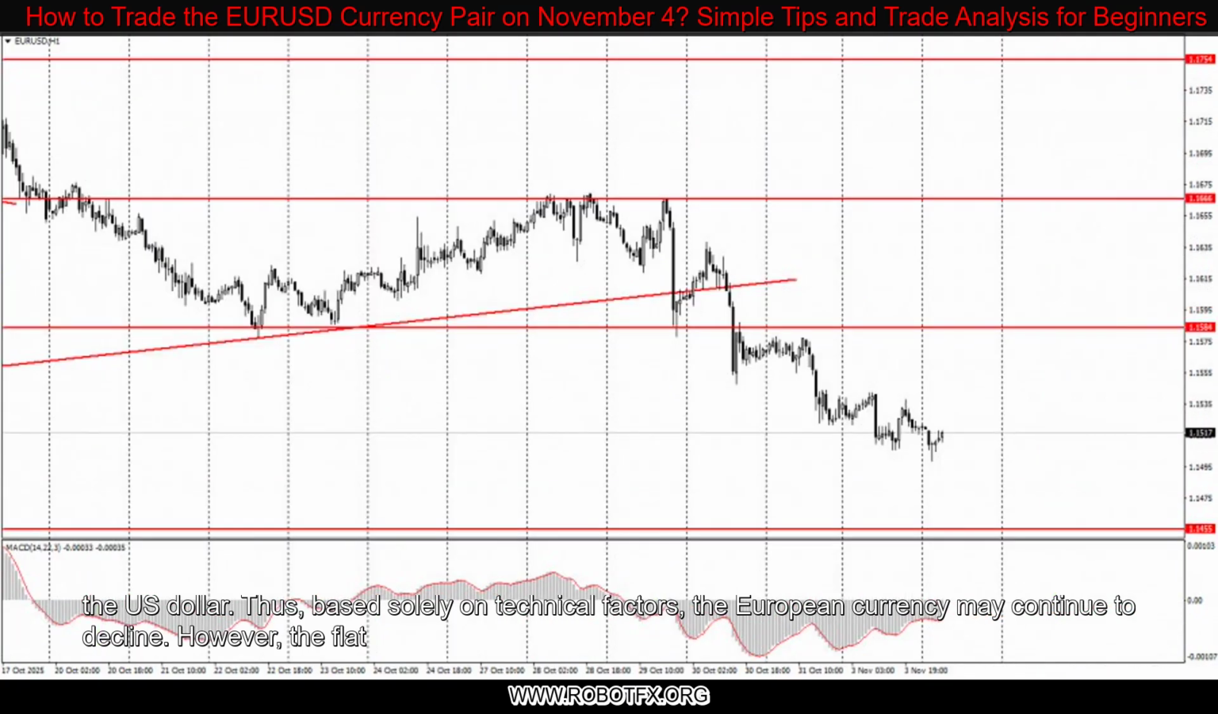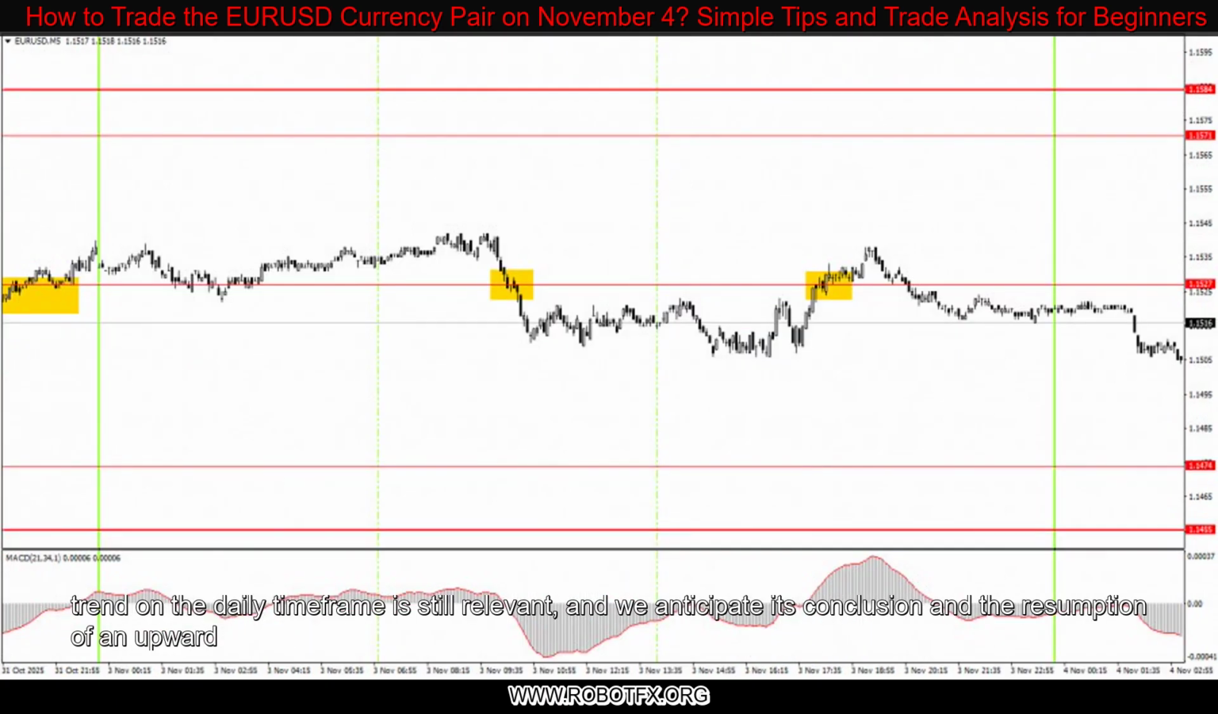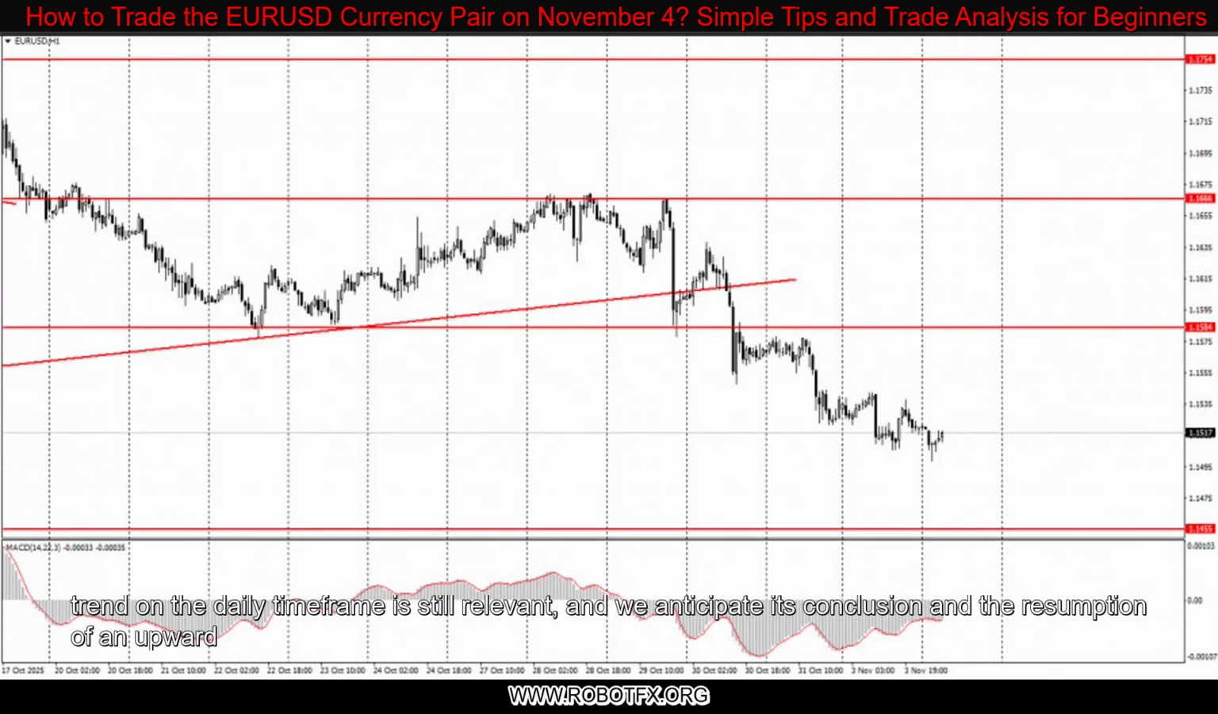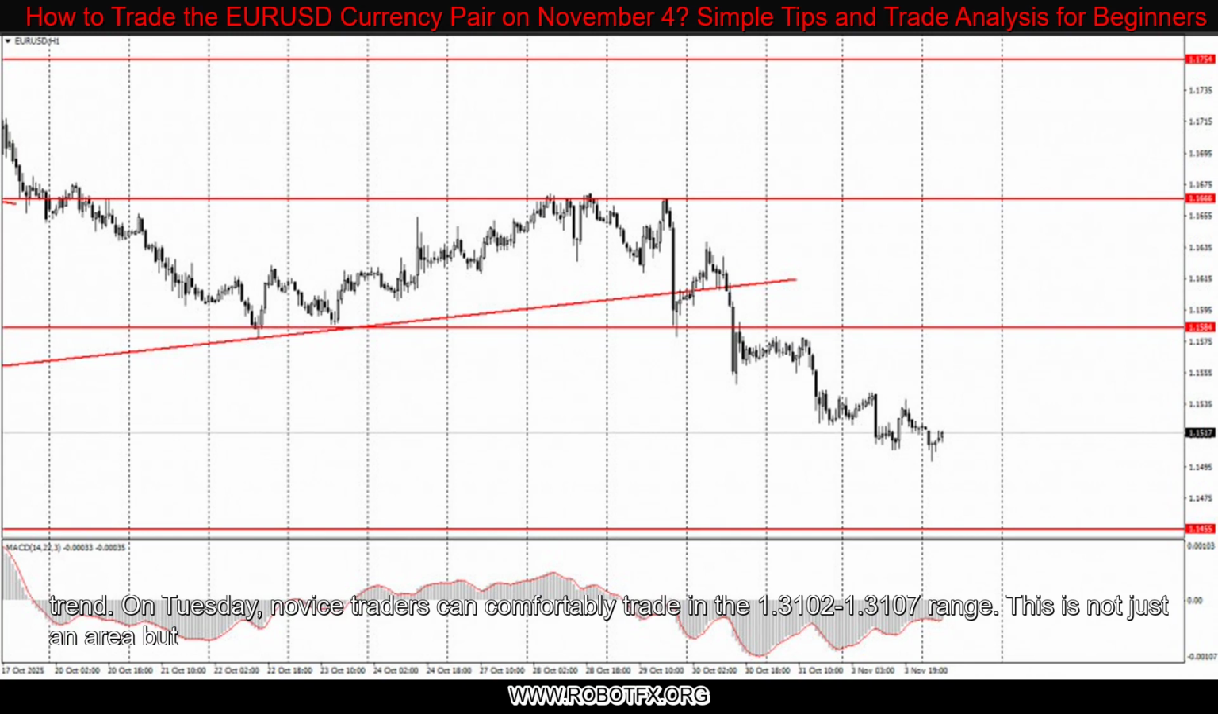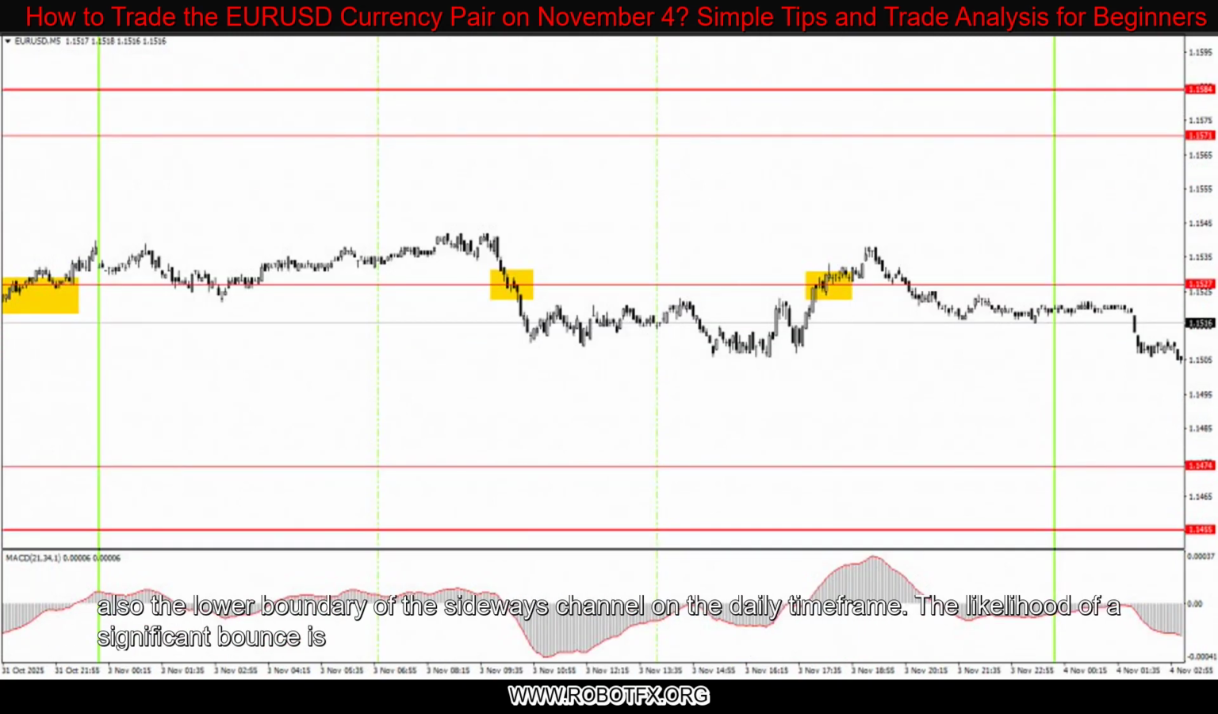However, the correction on the daily time frame is still relevant, and we anticipate its conclusion and the resumption of an upward trend. On Tuesday, novice traders can comfortably trade in the 1.3102-1.3107 range. This is not just an area but also the lower boundary of the sideways channel on the daily time frame. The likelihood of a significant bounce is high, but without buying momentum, we will not see any upward movement in the market.